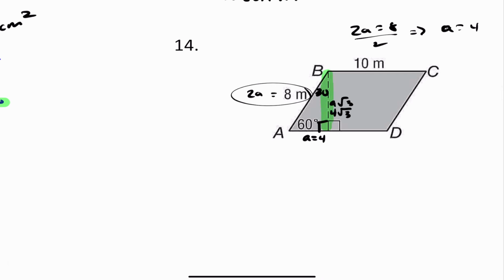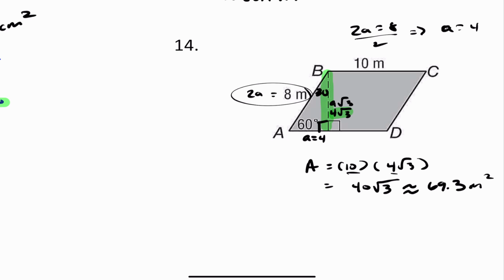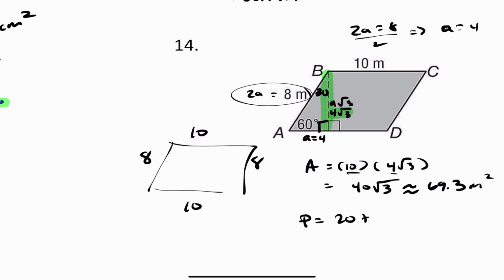So the height is 4 root 3, so I can figure out the area. So A equals, the base is 10, and the height is 4 root 3. So then 10 times 4 is 40, so 40 root 3, which is approximately 69.3 square meters. For the perimeter, well, look, this is 10, this is 10, this is 8, this is 8. So the perimeter is 10 plus 10, which is 20, plus 8 plus 8, which is 16. So 20 plus 16 is 36 meters.